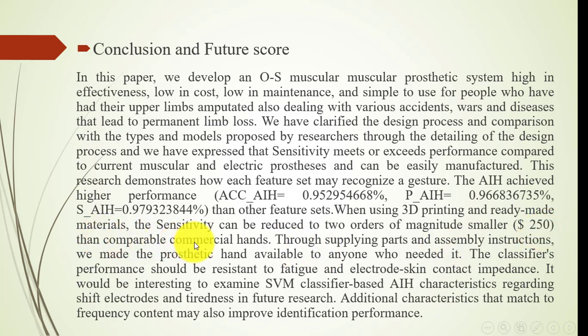$250, compared with the hand disability part and assembly, and we make it available to anyone who needs it, so that our technique has additional characteristics and also improves the identification performance of the overall system. Thank you very much.